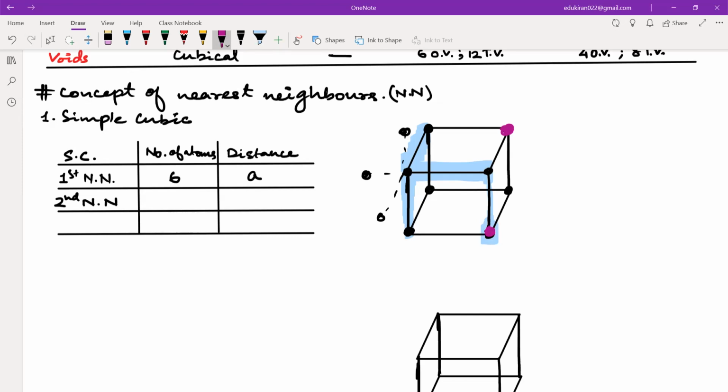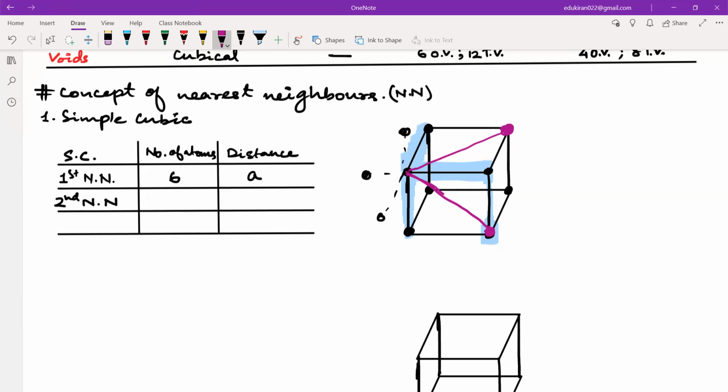Now both of these are what? Both of these are in the face diagonal. Right, can you all see? Yes or no? Please tell me. All of you can see, right? Yes, sir, they are in the face diagonal. Please say yes or no quickly.